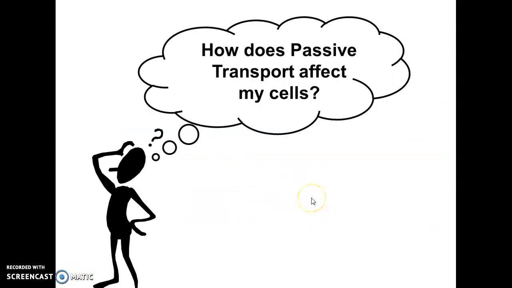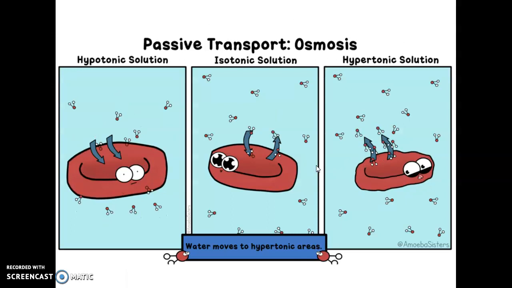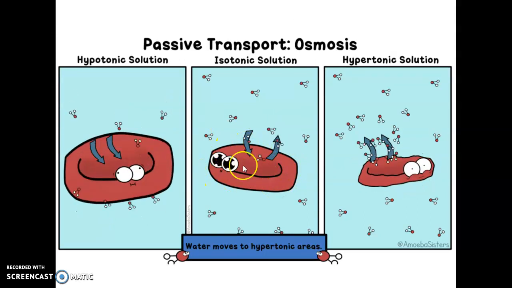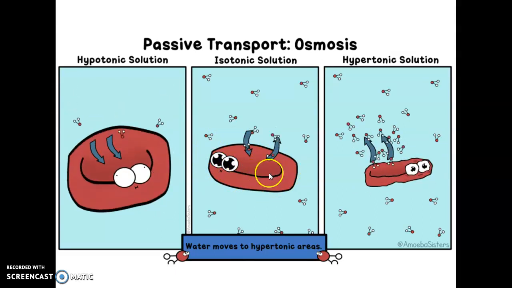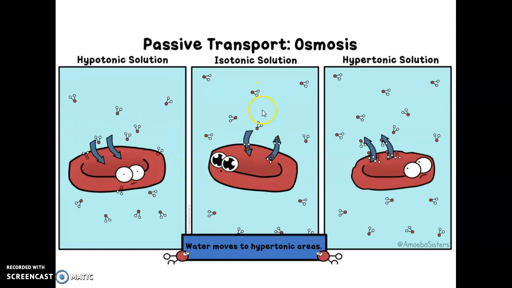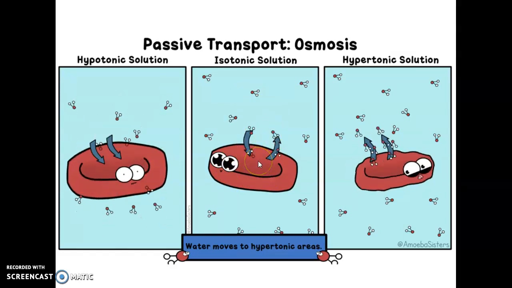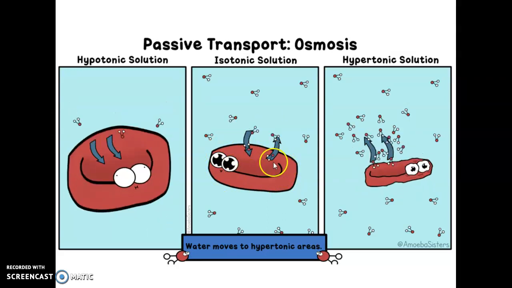Well, that's cool and all, but why do I even care? How does passive transport affect my cells? Here's a great example showing how red blood cells are affected by their environment. In this middle situation, we have the same concentration of solute on the inside of the cell and the outside. This means that the water is going to move in and out of the cell at the same rate, and there's no net change. Our cell's not going to grow or shrink, and life is good.